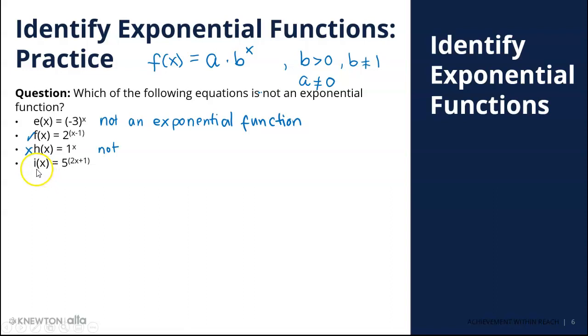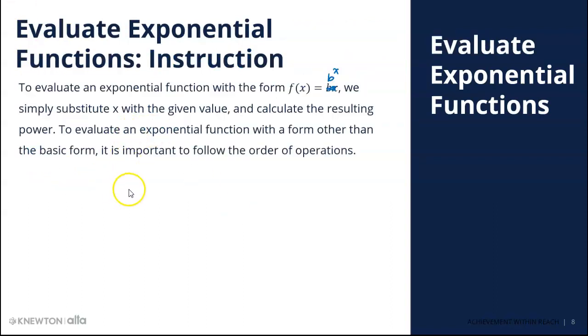And next, I of x equal to 5 to the 2x plus 1. The base is greater than 0, not equal to 1. Therefore, I of x is an exponential function. To evaluate an exponential function of the form f of x equal to b to the x, we simply substitute x with the given value and calculate the resulting power.